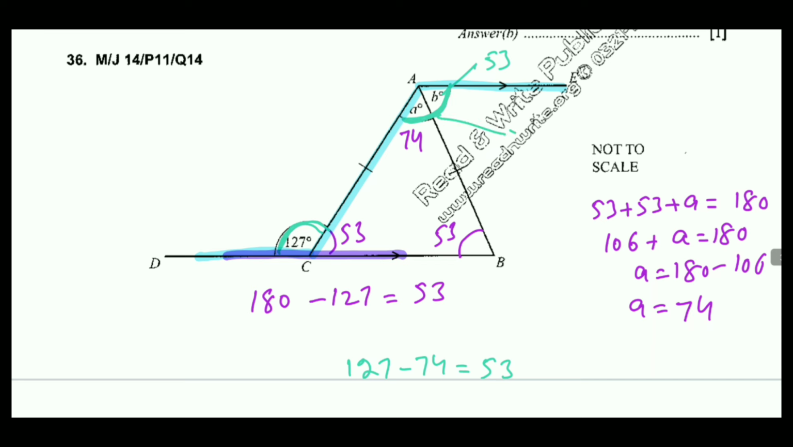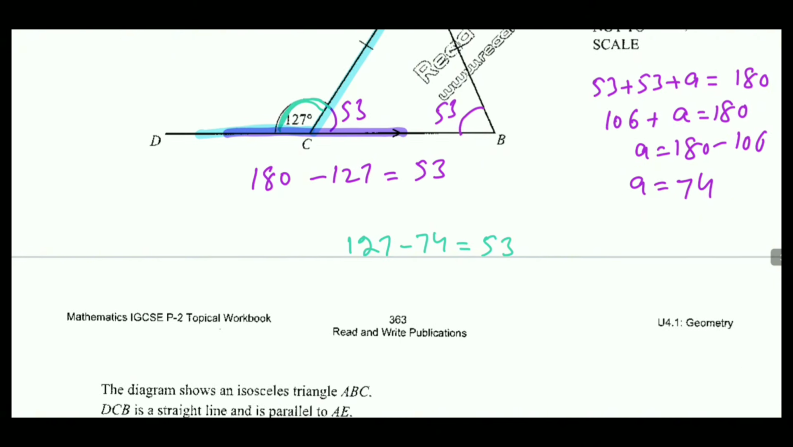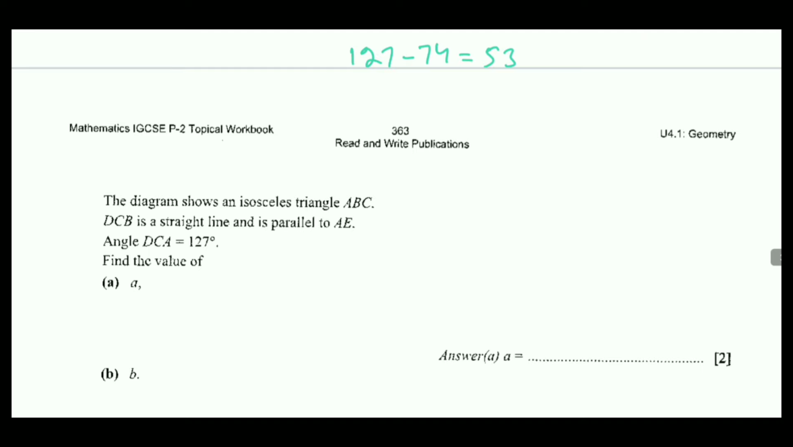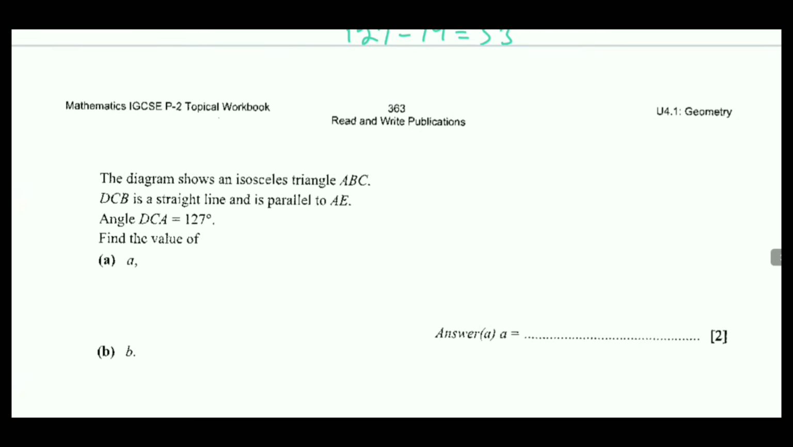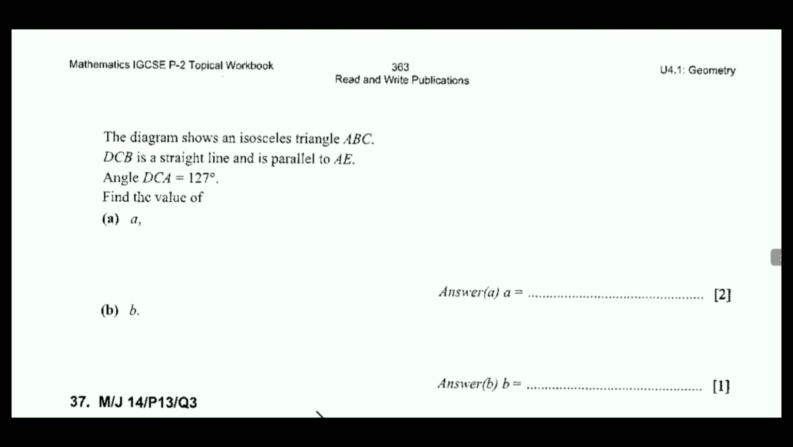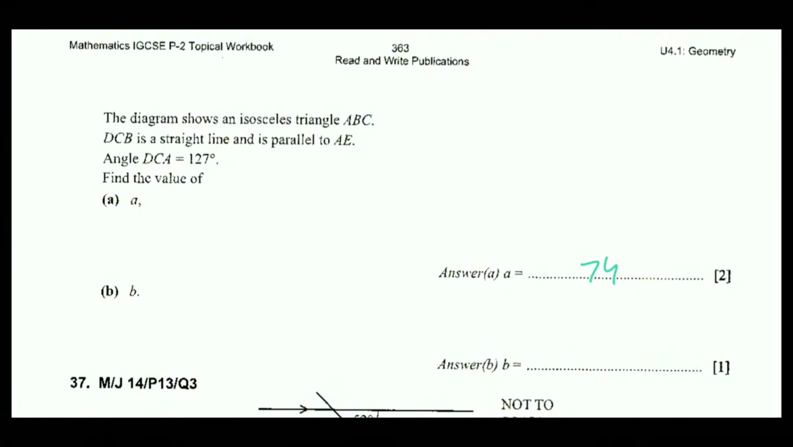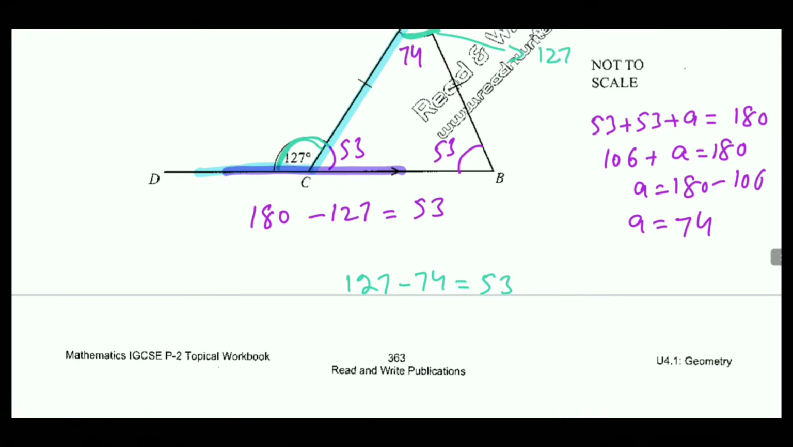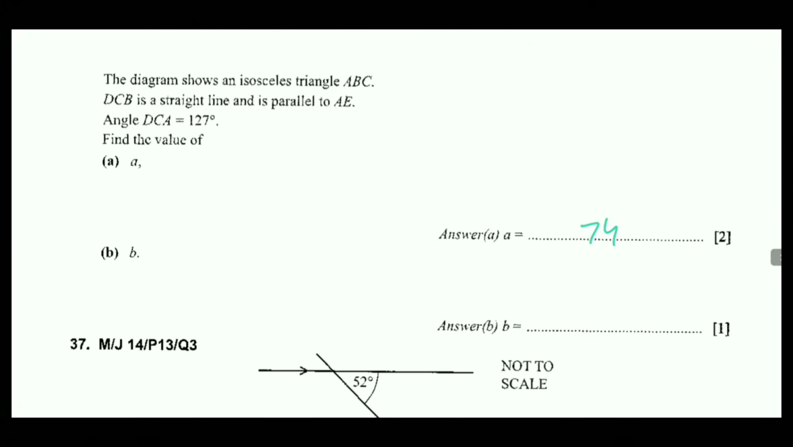This whole angle is 127 and angle B is 53. Angle A is 74. So A is 74 and B is 53.